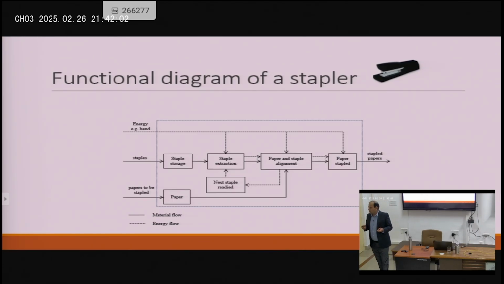Okay, so just to help you out, there's energy. It could come from hand, right? So there are two kinds of flows. There's a solid line here and a dotted line here.